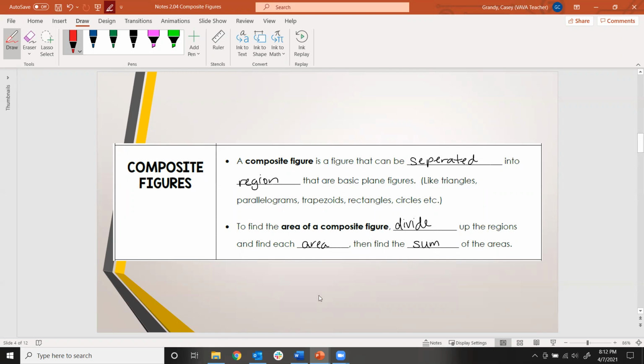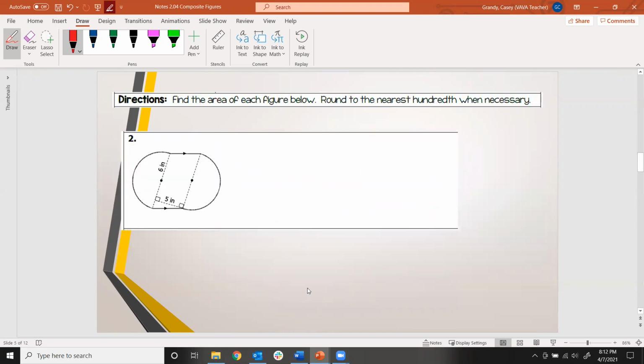So for example, what shapes do you see in my composite figure? I see two half circles. Here's half of a circle, and here's the other half of the circle. And I see a parallelogram. Here is the parallelogram.